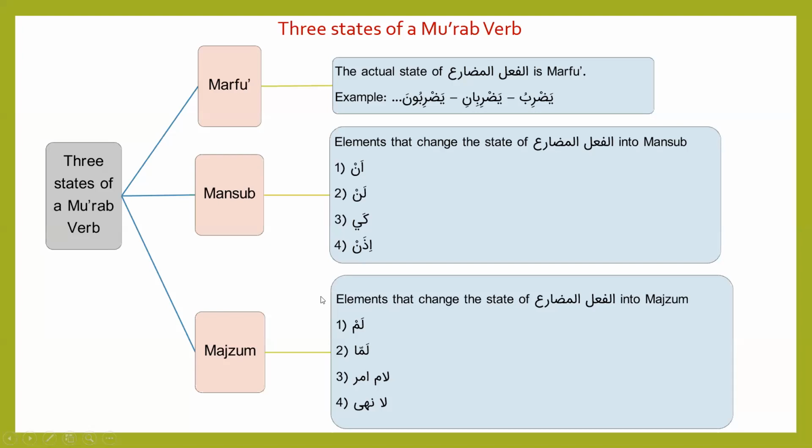Okay, so let me go back. The elements that change the state of fi'l mudari into majzoom, these are the elements. If these elements come before fi'l mudari, it will convert it from its actual state, marfu, to majzoom. So lam yadrib is majzoom. How do we convert? We remove the alamat raf from the end part of the verb.